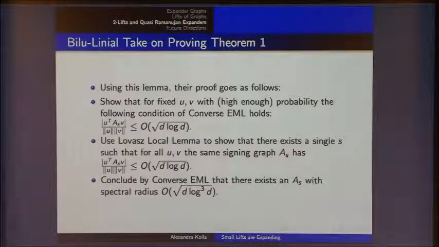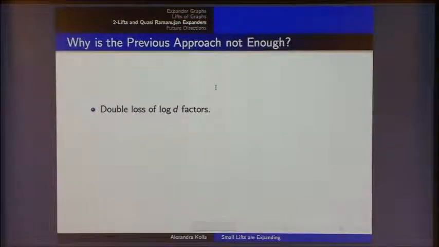And then conclude by the converse of the expander mixing lemma that I just showed you, that by another log d factor loss, the spectral radius of A_S is of order whatever we had here times log d, which turns out to be that. So this is their approach. And in fact, this theorem is beautiful, the converse that they showed in this paper. However, it has a couple of caveats, as for our purposes.